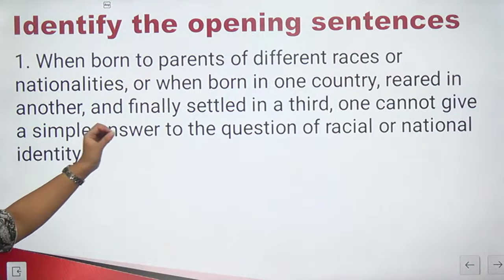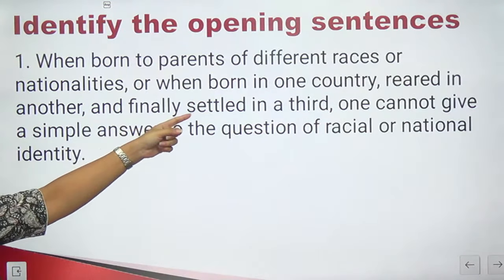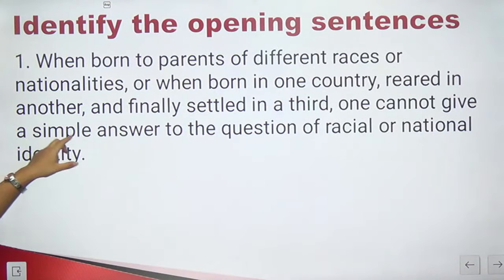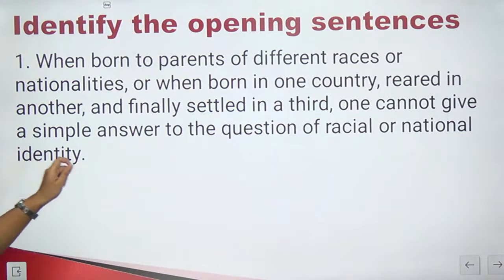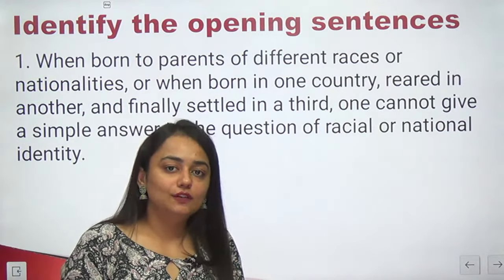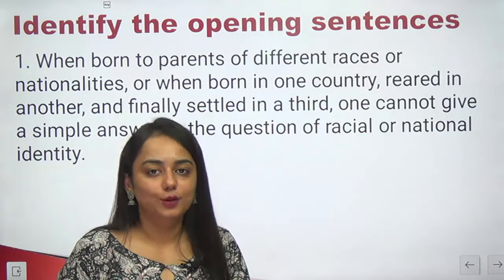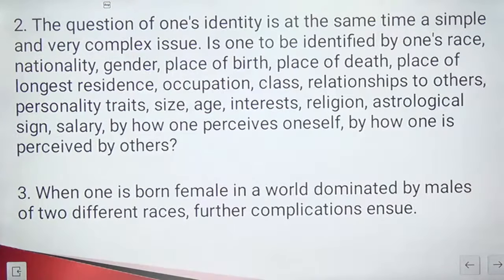When born to parents of different races or nationalities, or when born in one country, reared in another, and finally settled in a third, one cannot give a simple answer to the question of racial or national identity. You must be wondering, what is the subject area of this particular case, right? Let's see the other 2 sentences also and get a clear picture.